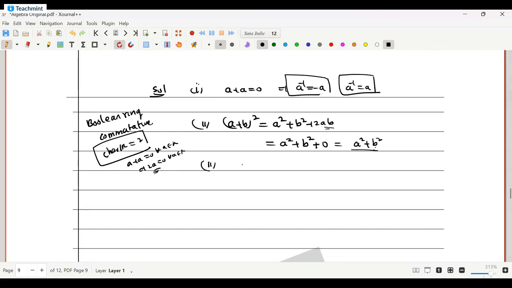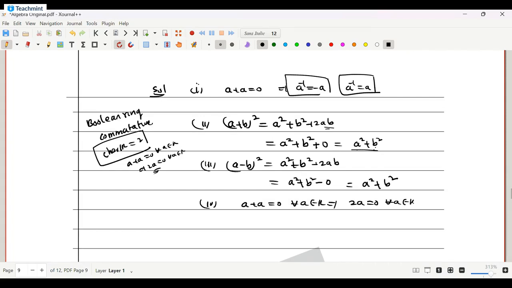Similarly, (A minus B) whole square, since it is commutative, is A square plus B square minus 2AB, which is A square plus B square minus 0, equal to A square plus B square. So option 3 is also true. And option 4: A plus A is equal to 0 for every A belongs to R, which implies 2A is equal to 0, so the characteristic of R is equal to 2. Therefore every option is correct.